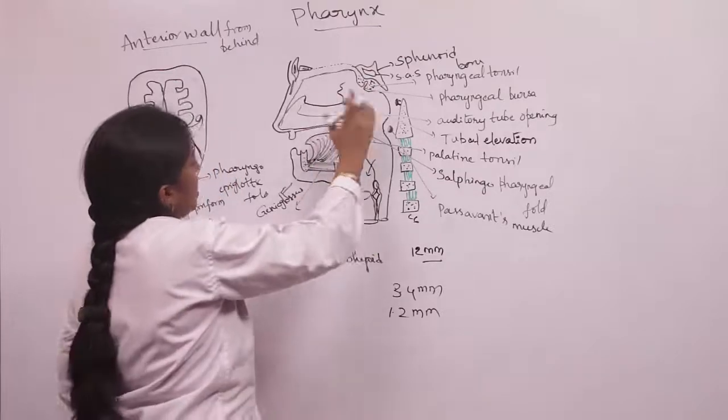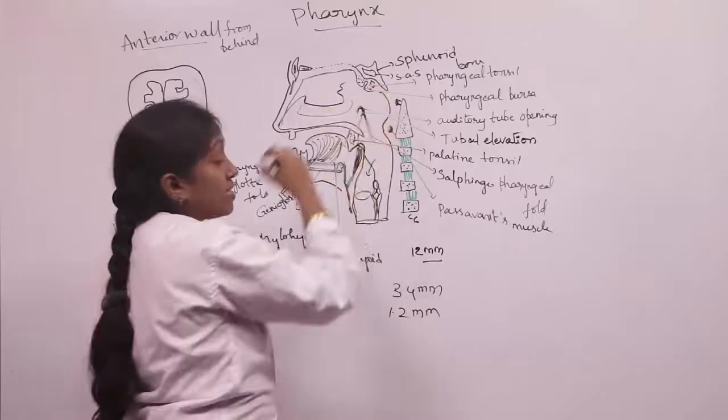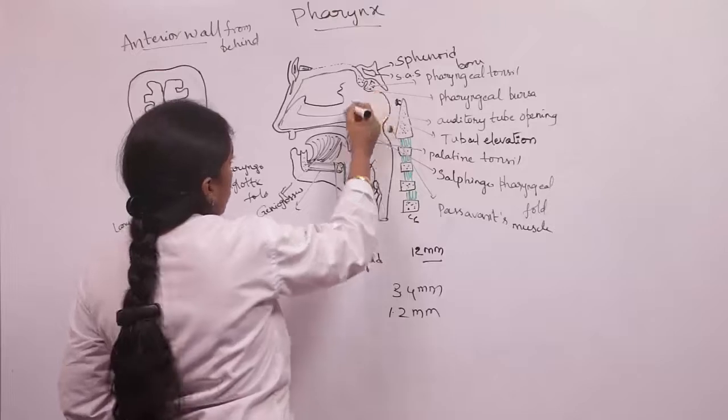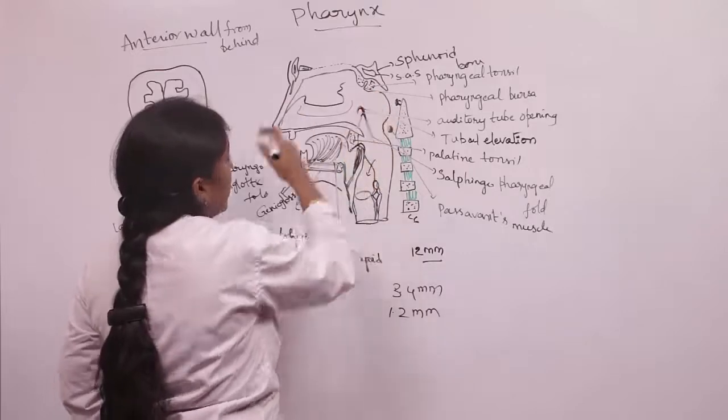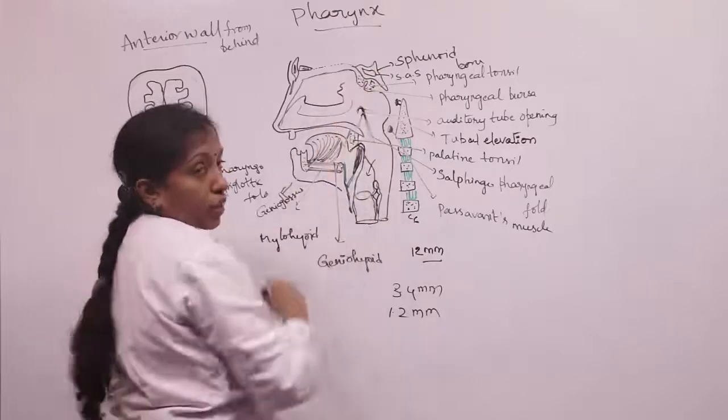So the nasopharynx is situated behind the nasal cavity. This part we call the nasopharynx. The anterior wall of the nasopharynx is free, and it communicates with the nasal cavity through the choanae.